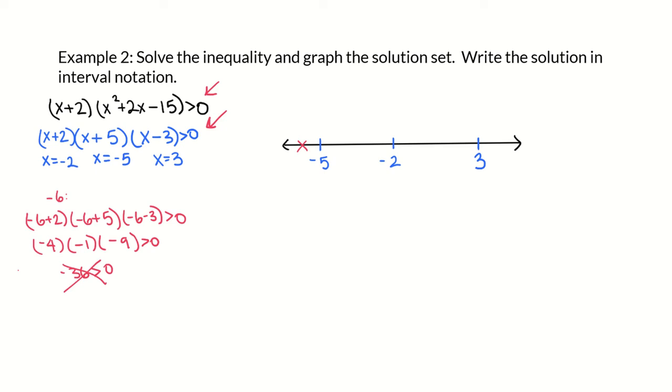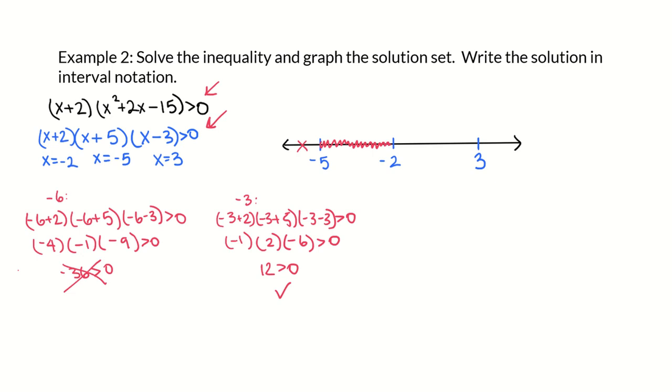Now we choose a number in between negative 5 and negative 2. Let's choose negative 3. That would be negative 3 plus 2, negative 3 plus 5, and negative 3 minus 3. We want to know if that's greater than 0. This is negative 1, positive 2, and negative 6. Multiplying those together, we get positive 12, which is greater than 0. So between negative 5 and negative 2 is part of our solution area.